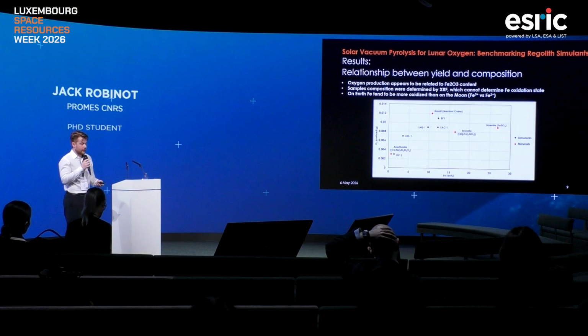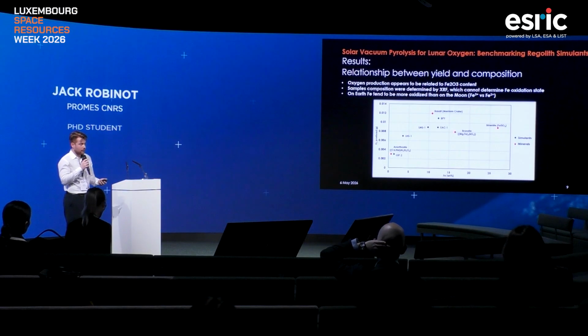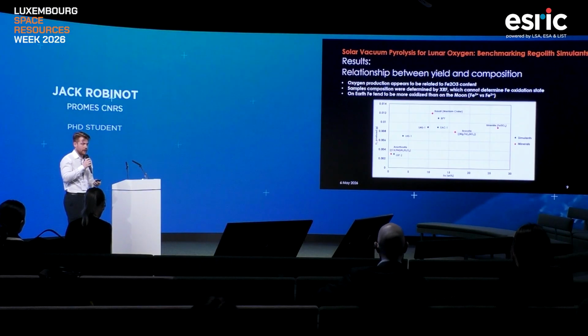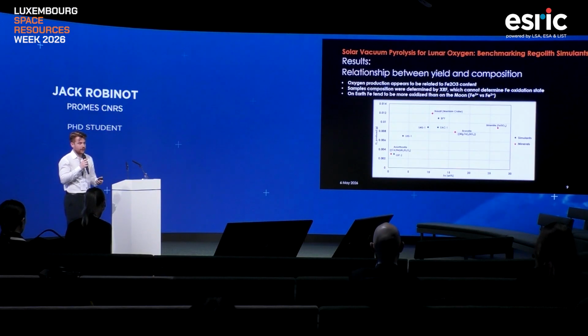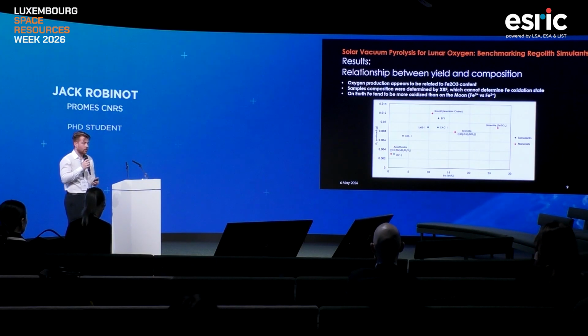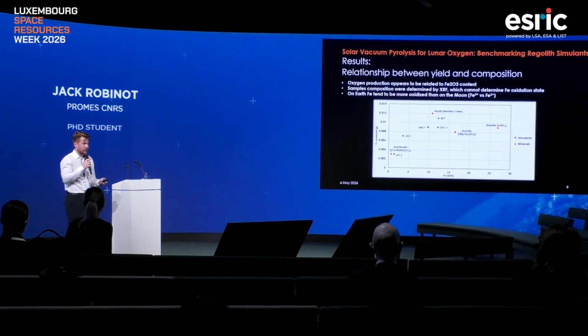There is also some point to be underlined, which is that the iron is more oxidized on Earth than on the Moon. And so that can interfere with the performance of the process. So we don't know yet if the oxidation degrees of the iron can lower the process yield.